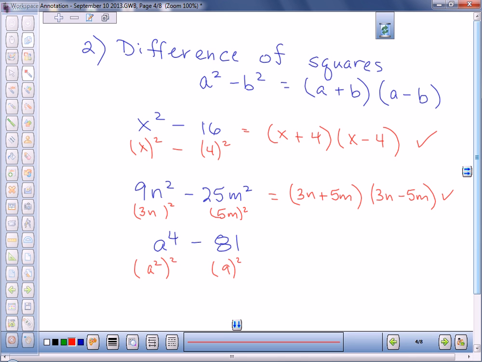So we got a squared plus 9 times a squared minus 9. Is that what y'all got? Yeah. Why am I not done? Why is it not completely factored? Because this is also a difference of squares. So I'm not completely factored. I'm on my way there, but I'm not done. Because that a squared minus 9 will factor to what? A plus 3 and a minus 3. Now I am completely factored over the set of integers.